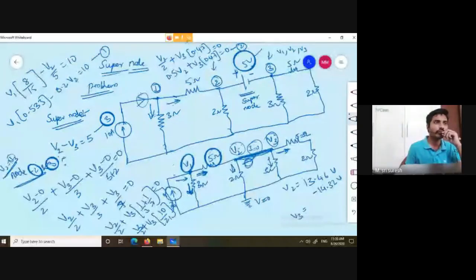Okay. Now substitute this V2 and V3 in the first equation. Substitute V2 value as 13.46 and tell me the value of V1.